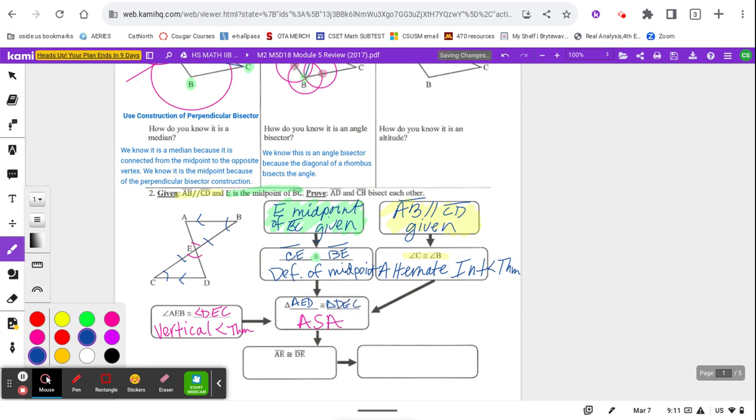Now we can say that AE and DE are congruent by CPCTC, or congruent triangles have congruent parts. Either of those work. And then that flows into, now I can say what I was trying to prove, that AD and CB bisect each other. And that is by definition of bisect.